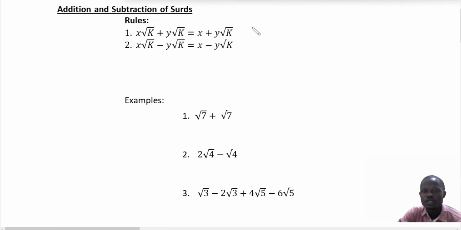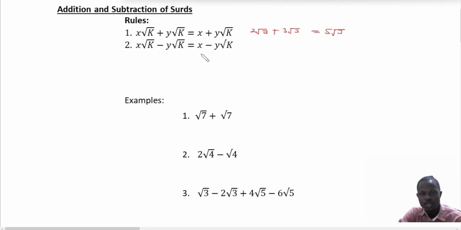So if we say 2 root 3 plus 3 root 3, this is simply, 2 is our x and 3 is our y. So 2 plus 3 is 5. So this will be 5 root 3. So this is the addition rule.